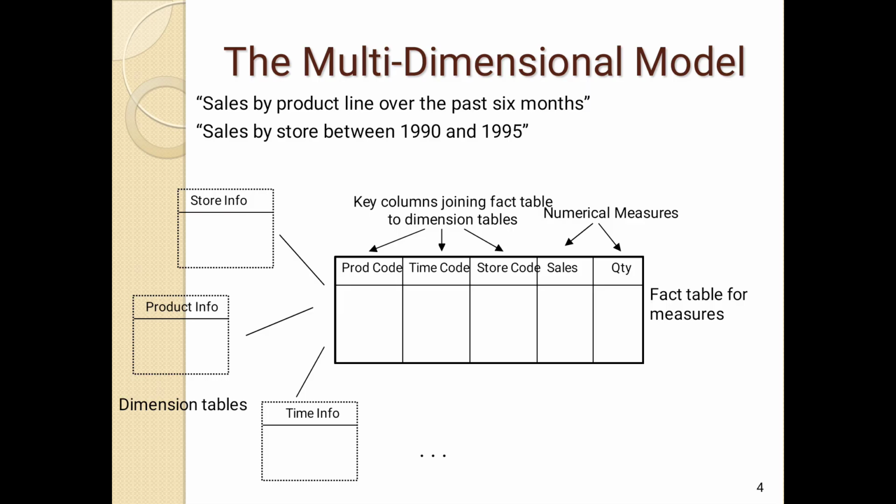Here, specifically, the sales and the quantity are the numerical measures. The sale value and the quantity may vary. The product code, time code, and store code, yes, time code also changes, but we are considering the numerical measures, so we concentrate on sales and the quantity.